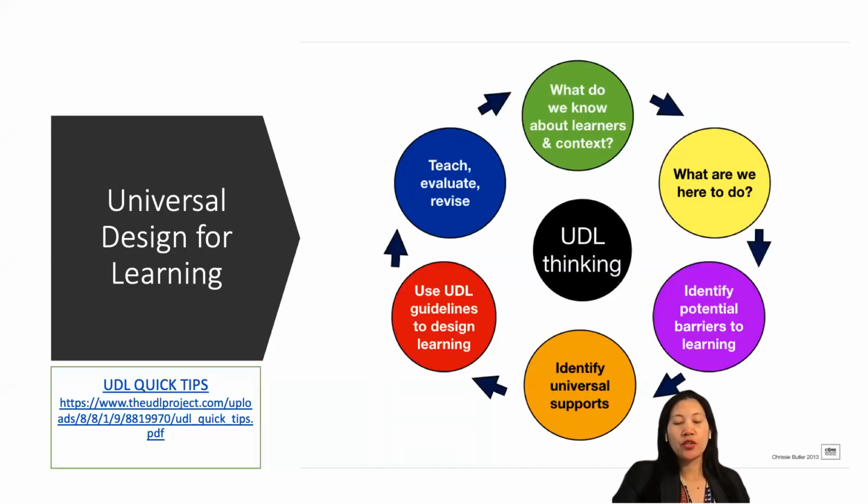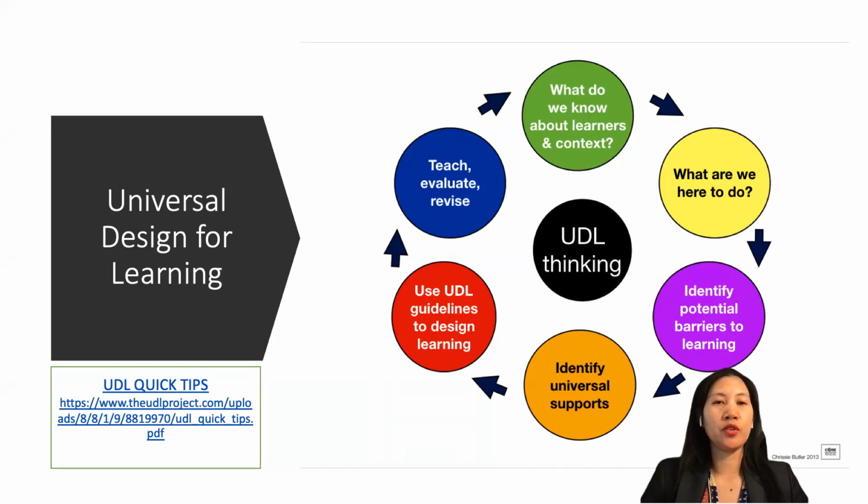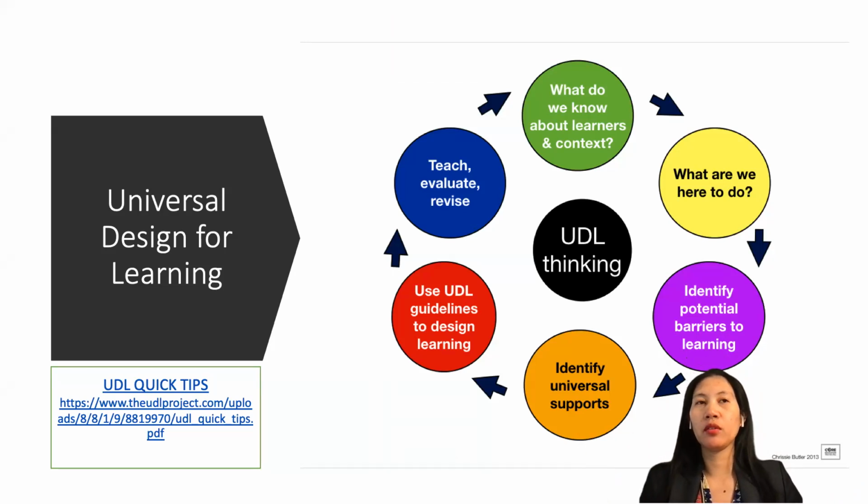So as I learn more about inclusion, there is also this word, universal design for learning, in which we think, as educators, what are we here to do? Then we identify our potential barriers to learning, or students' potential barriers to learning, so we can dig deeper and reach out to them and help them. Then we need to identify the universal supports that we need and the guidelines to design learning. We need to teach, evaluate, and revise our teaching strategies or methods so that we have effective teaching.